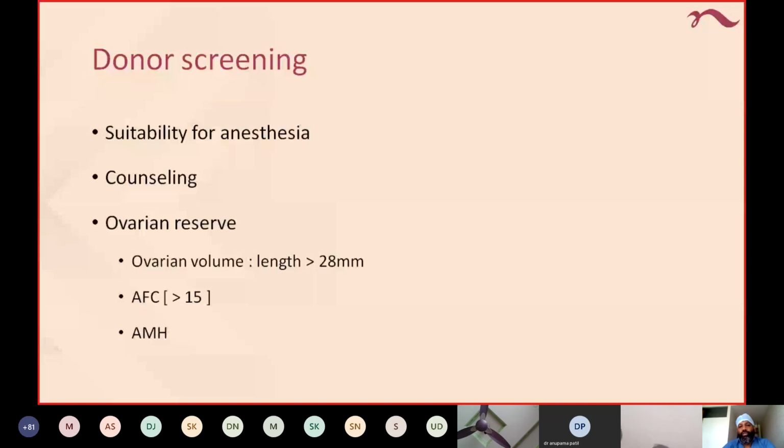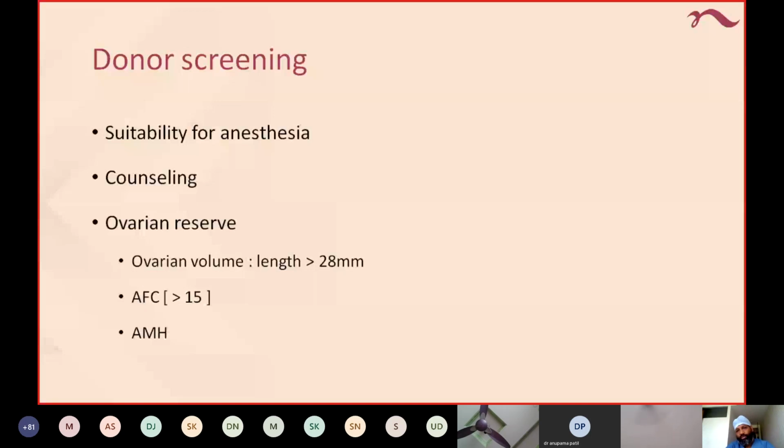Preparation of the recipient should start at least 2 days before stimulation of the donor. Generally we give estradiol tablets like Proganova 2 mg twice a day for 4 days, and then 4 mg twice a day. Scan after 7 to 8 days, and continue the same if the endometrium is 8 millimeter or above.